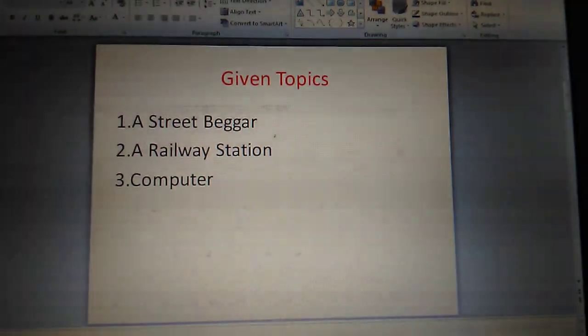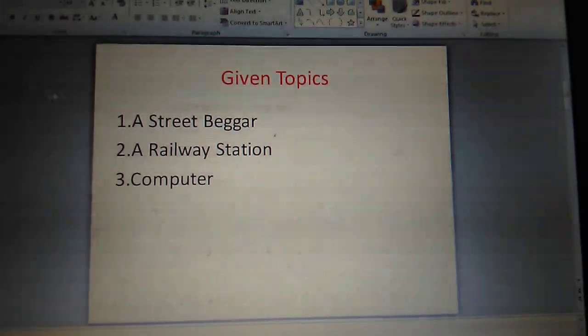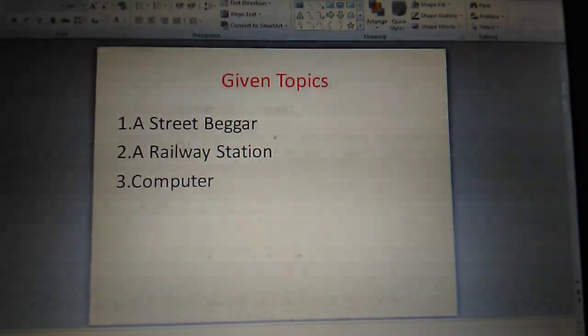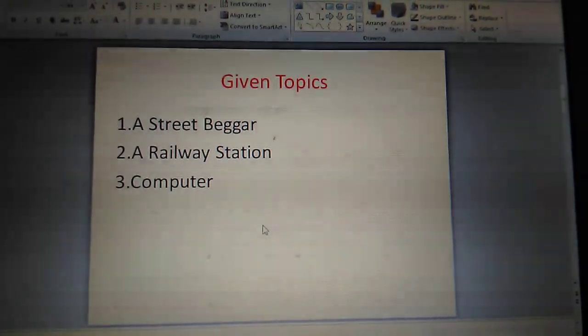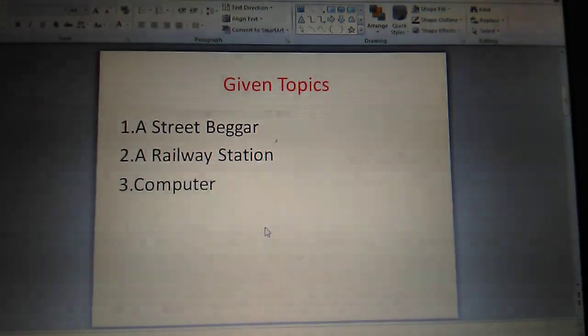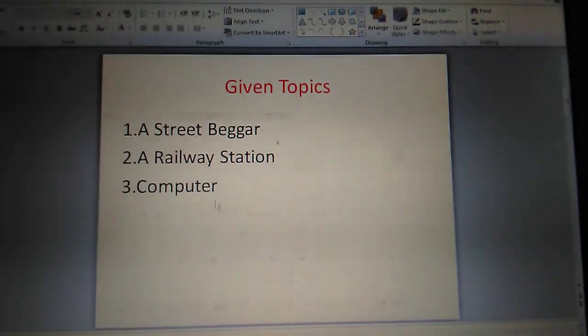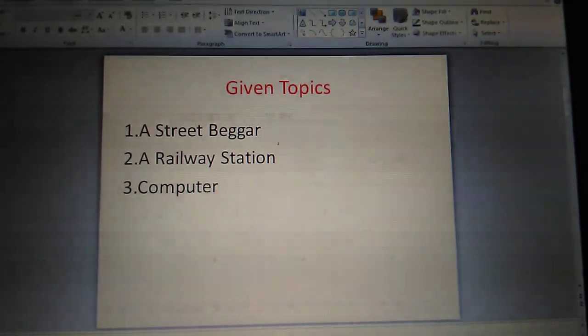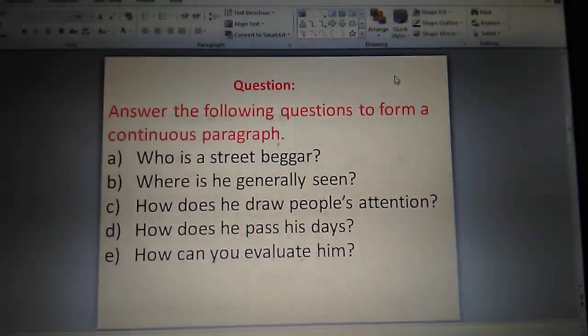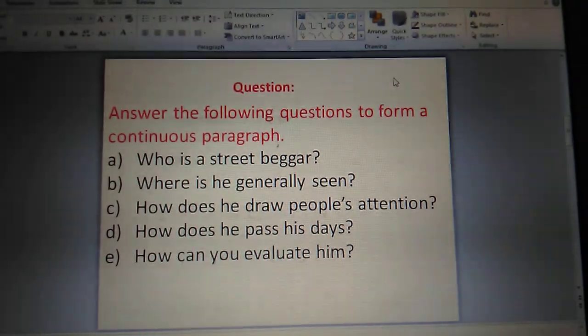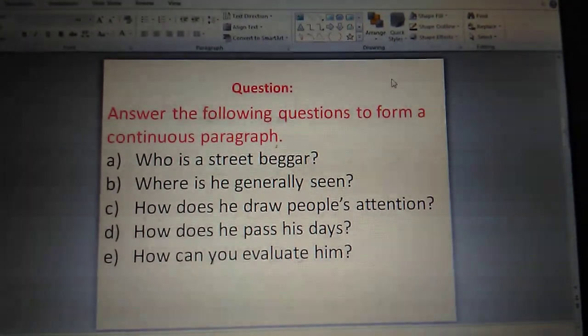What are the given topics for City 2? A street beggar, a railway station, and the computer. These three topics are given for writing paragraphs in your City 2. So let's practice at first. A street beggar. Look here, sometimes the topic is given directly in the exam to write the paragraph.